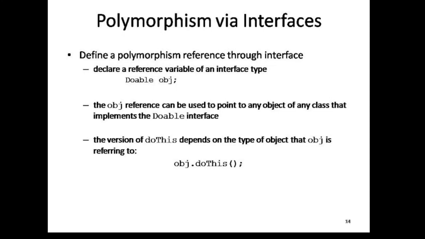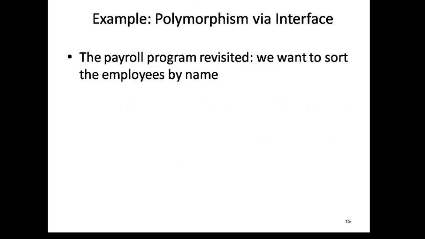Now, if we call any method like do this in this example, obj.do this, then the version of do this depends on the type of object that obj is referring to. At some time it might be referring to one object, and at other times to a different one, but do this will be called on the basis of the object referenced by the obj variable. Now, polymorphism via interface.